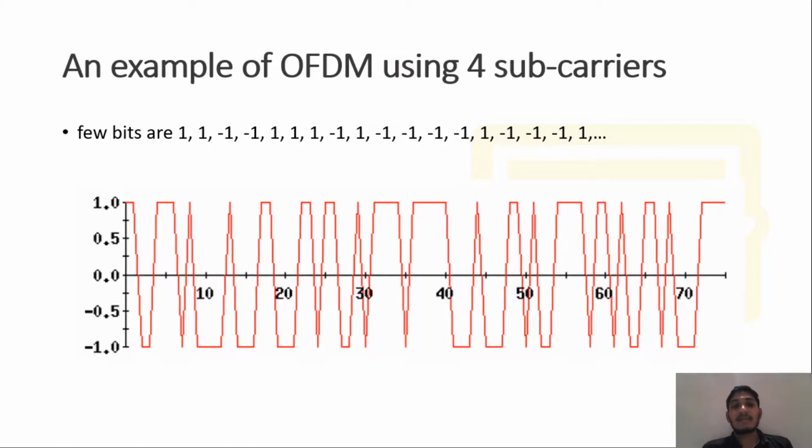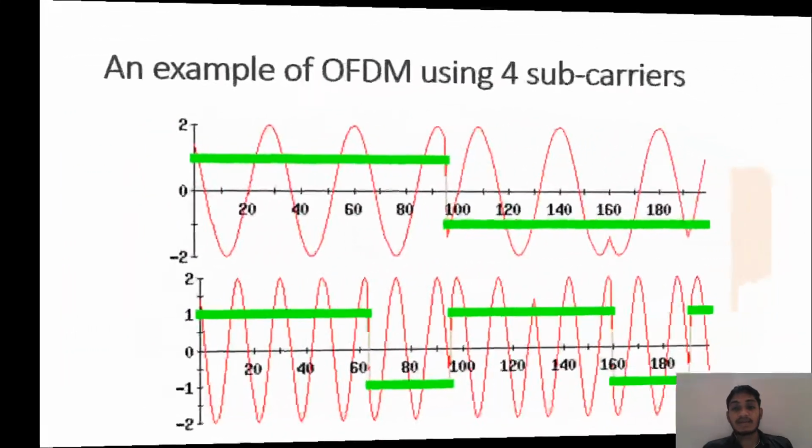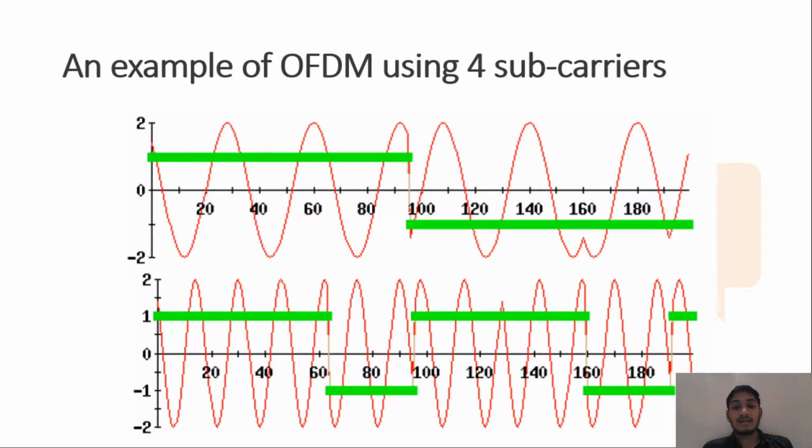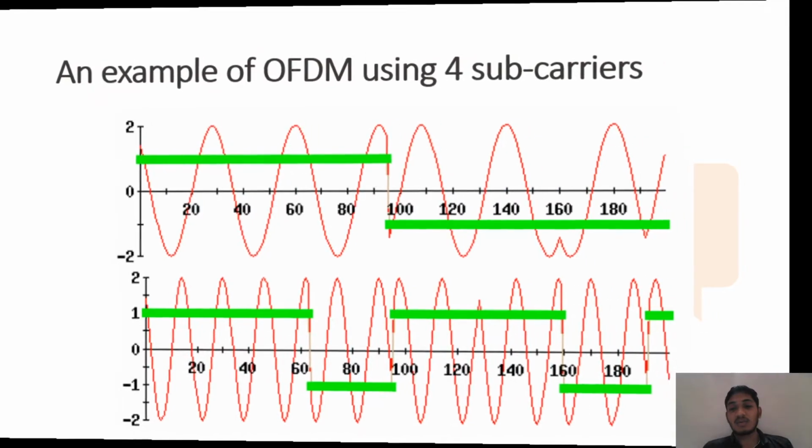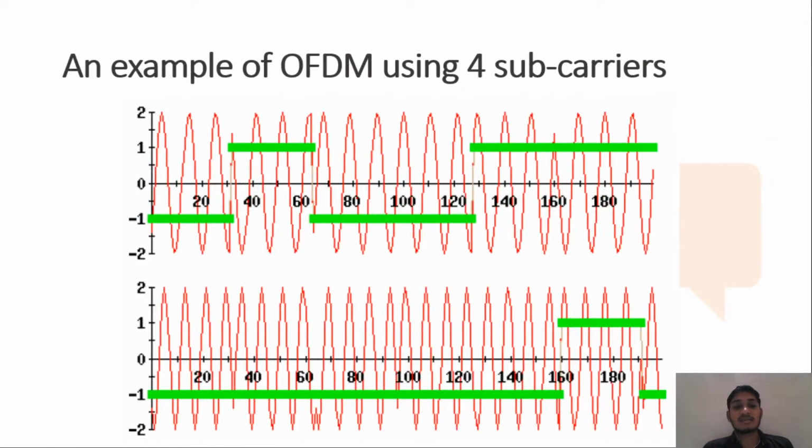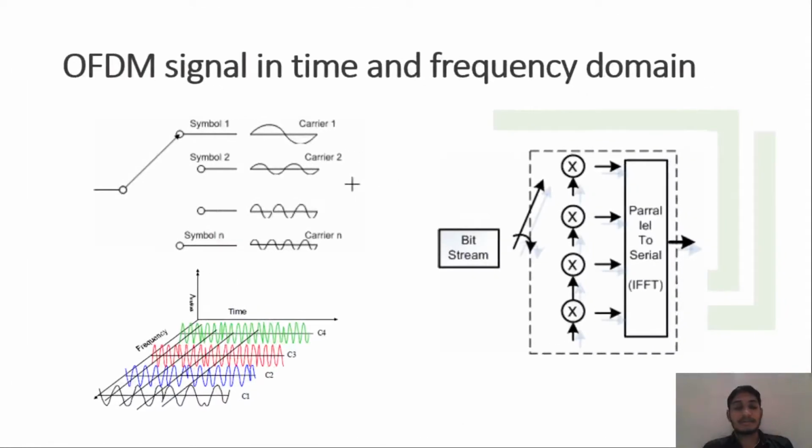This is an example of OFDM using 4 subcarriers. This figure shows the bit rate for the modulation by the 4 subcarriers. In the first figure, the subcarrier is modulated by 1 Hz. In the second, the subcarrier is modulated by 2 Hz. In the third, the subcarrier is modulated by 3 Hz, and the fourth subcarrier is modulated by 4 Hz.